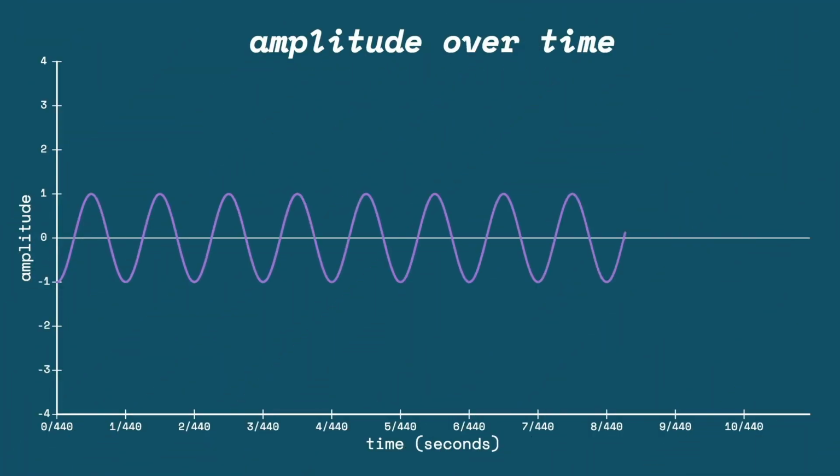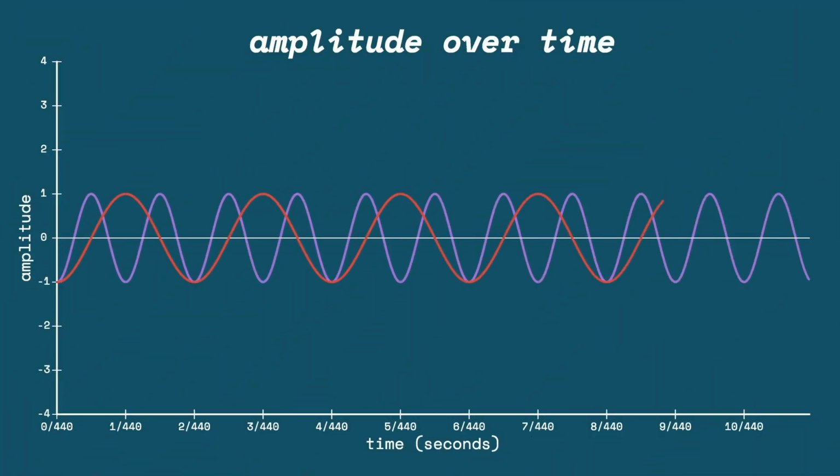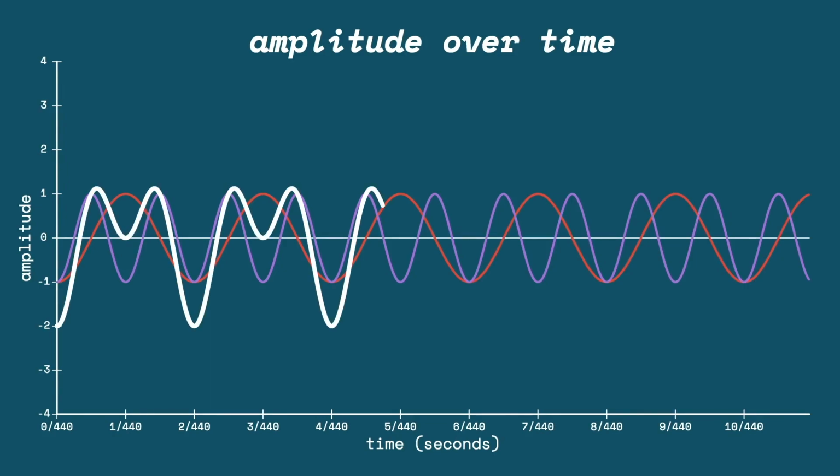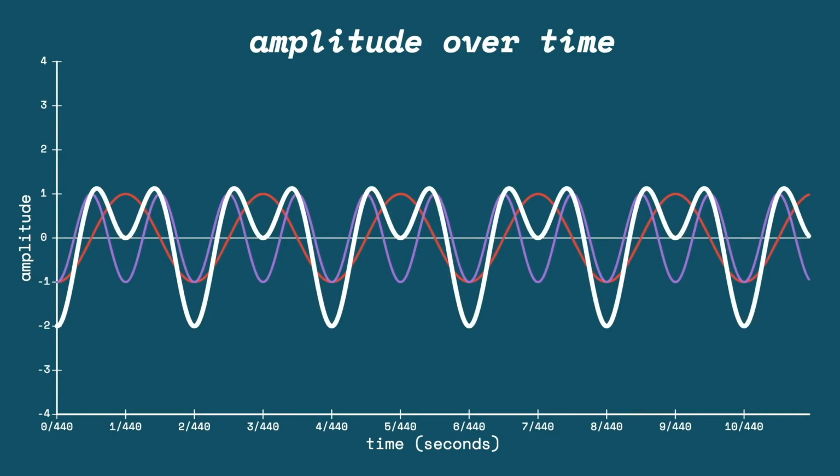Each note I played has a distinct number of vibrations per time, or its frequency. When I played different notes together, I added up their waves. Some parts will cancel out, while other parts will become amplified.